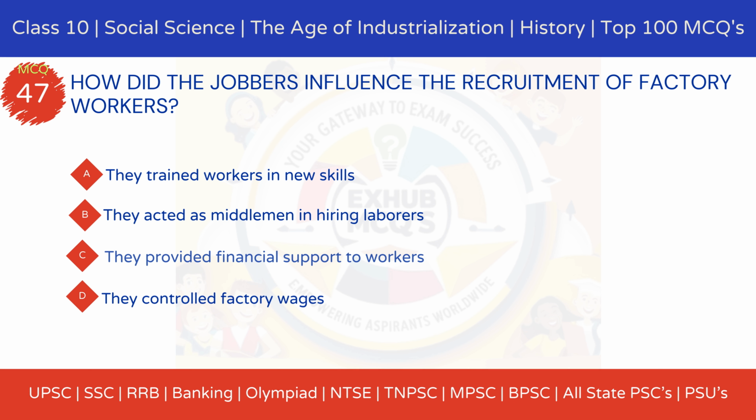Option A. They trained workers in new skills. Option B. They acted as middlemen in hiring laborers. Option C. They provided financial support to workers. Option D. They controlled factory wages.